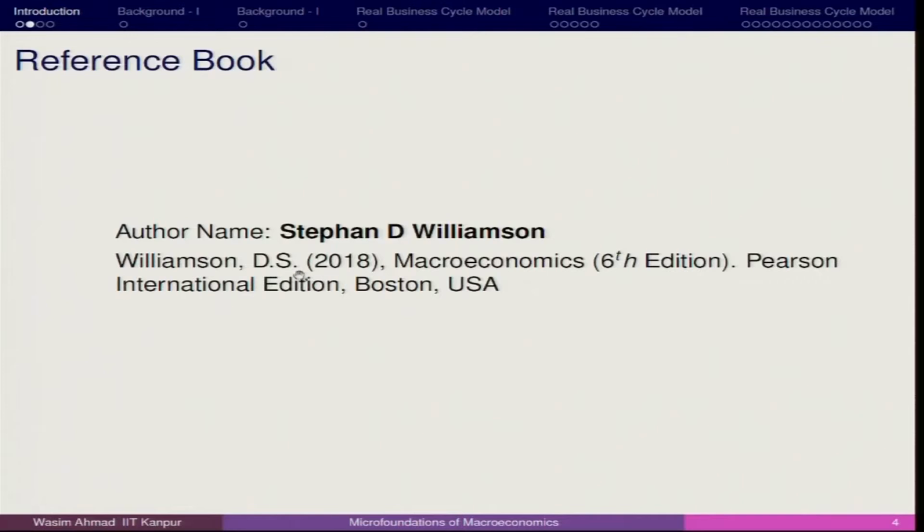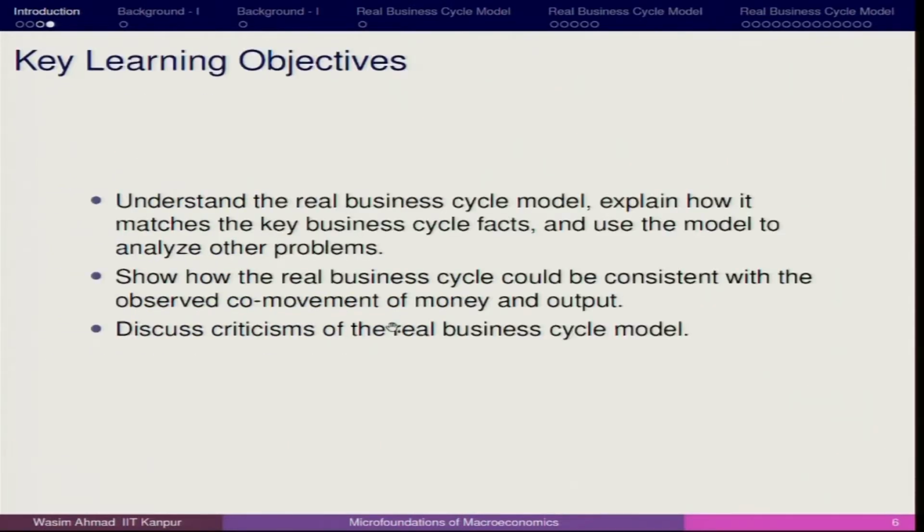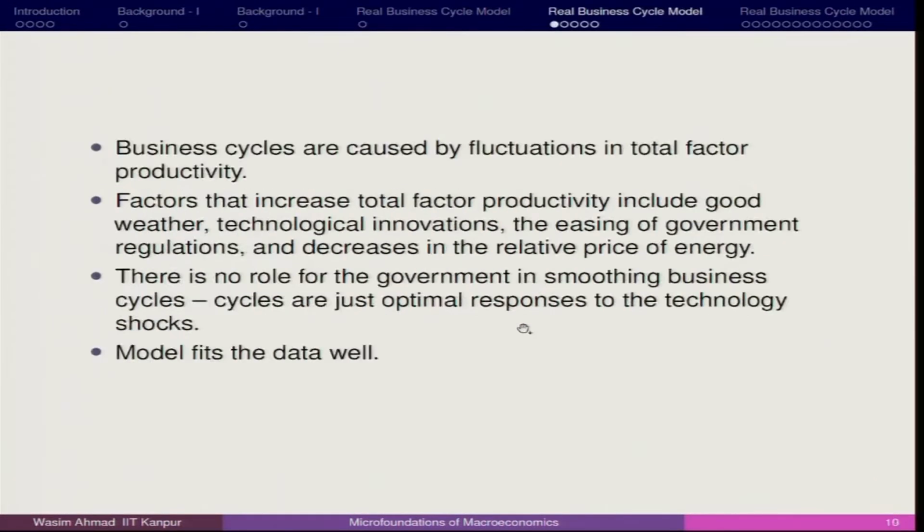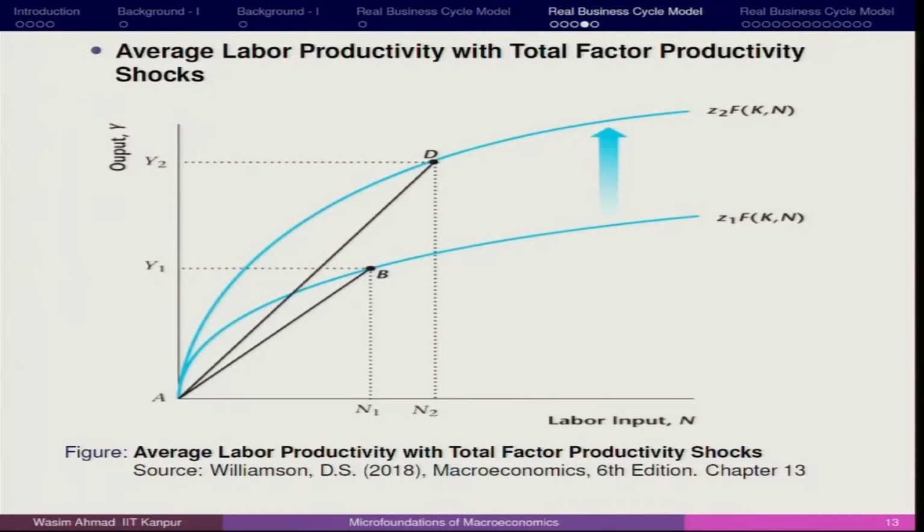Here the reference remains the same. Stephen D. Williamson is the reference book for this particular lecture, and we will look at the key learning objectives: how the real business cycle model could be observed, co-movement, money and output. The objectives remain the same, and we have already covered these things.